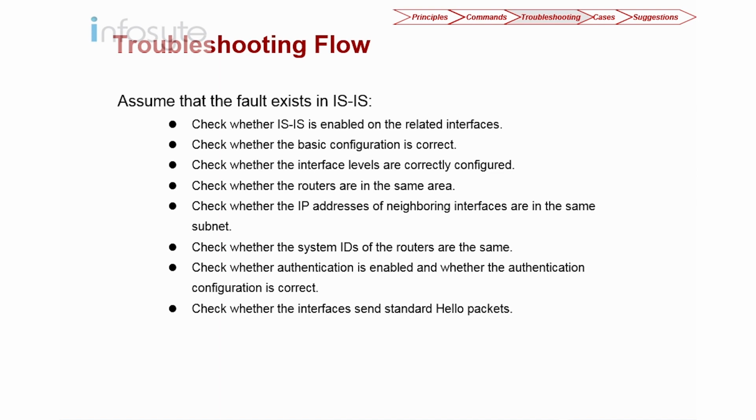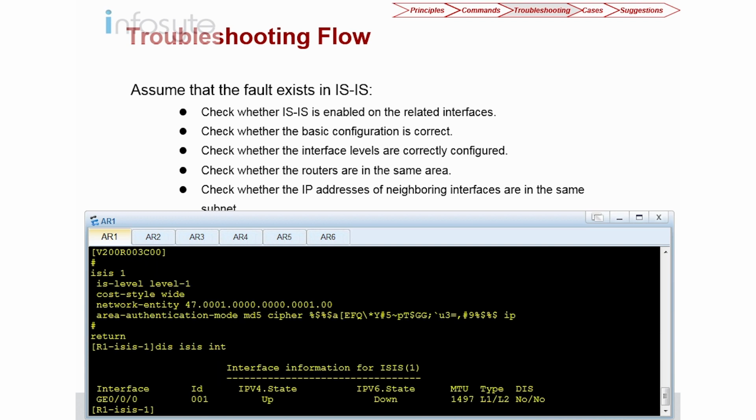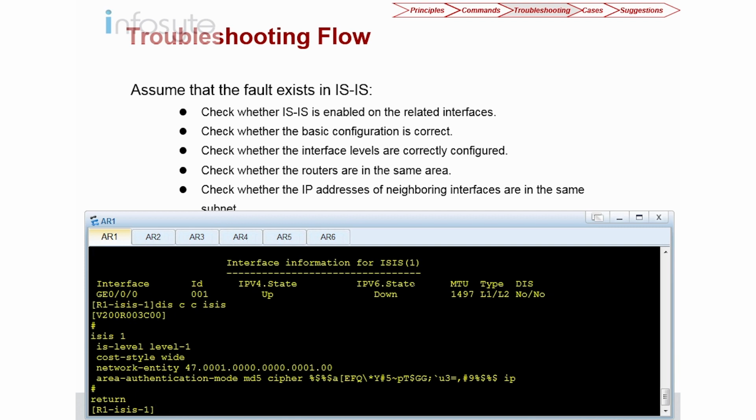So you can do a, let me go back to my configuration over here. As you can see, you can do a display ISIS interface to check which interfaces you have enabled. Next, check whether the basic configuration is correct. You can do a display ISIS to make sure that the configuration is correct.